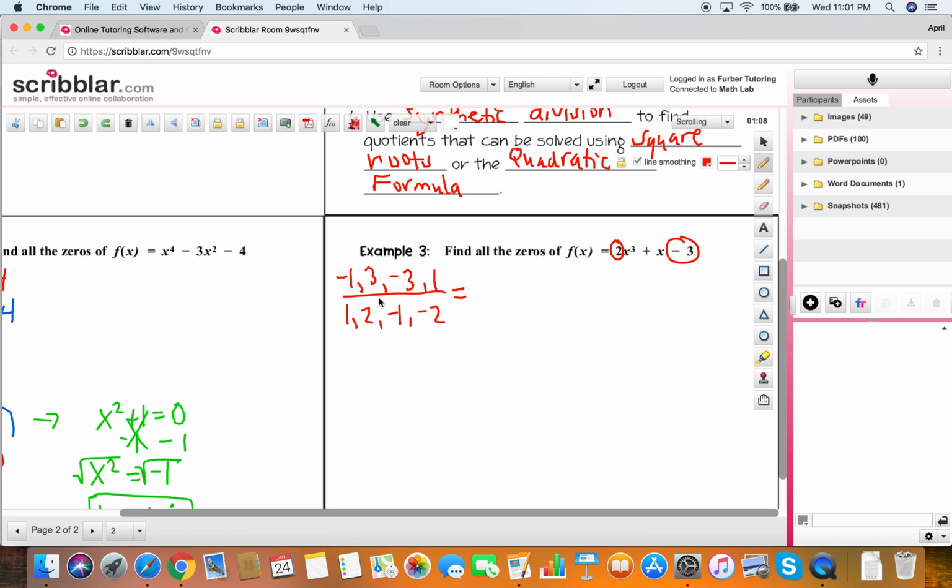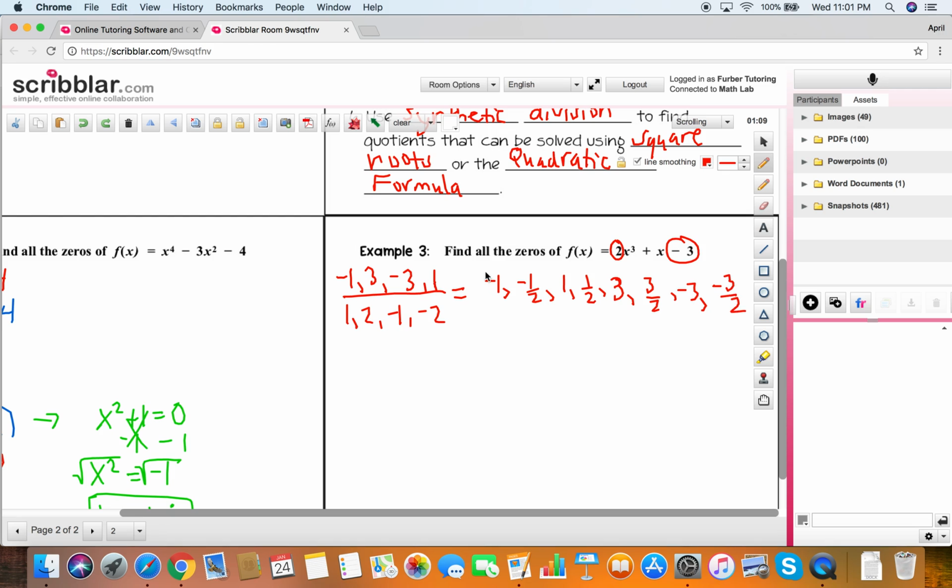So here's my possibilities. -1 divided by 1 is -1. -1 divided by 2 is -1/2. -1 divided by -1 is +1. -1 divided by -2 is +1/2. Then I got this 3. 3 divided by 1 is 3. 3 divided by 2 is 3 over 2. 3 divided by -1 is -3. 3 divided by -2 is -3 over 2.